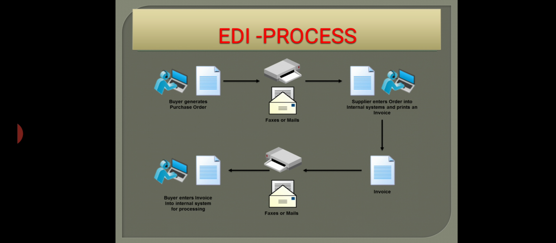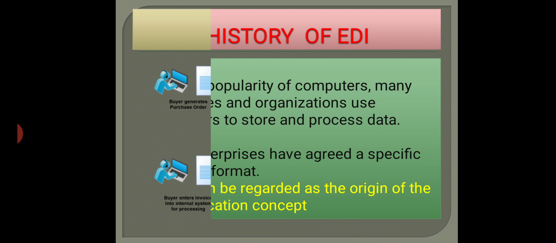This diagram explains how EDI is processed. The buyer generates the purchase order and sends it through fax or mail, and it gets into the hands of the supplier. He then develops the invoice, and again through fax or mail he sends the document, and it gets into the buyer's hand.